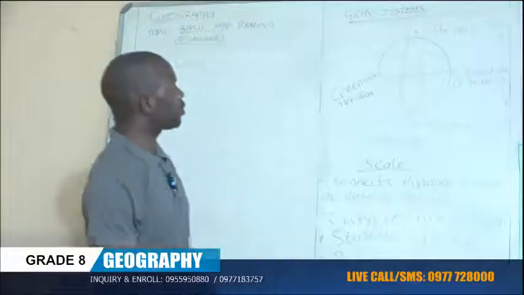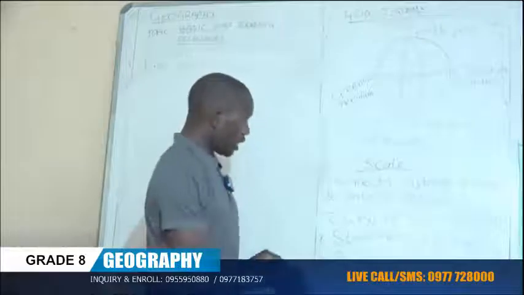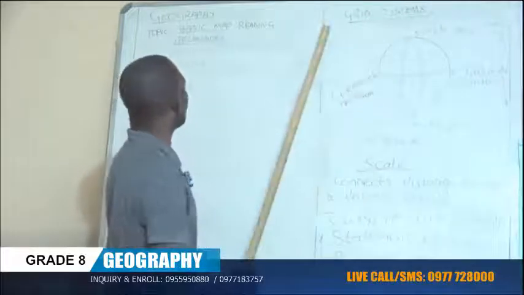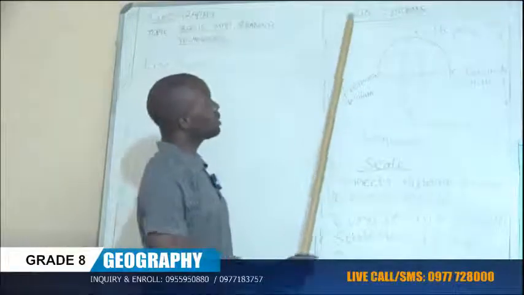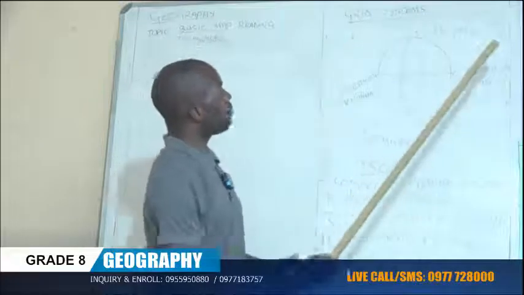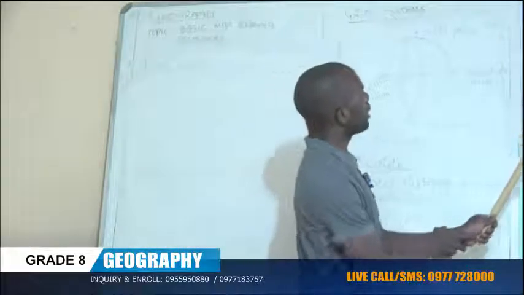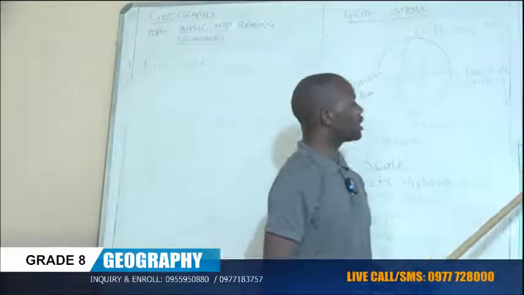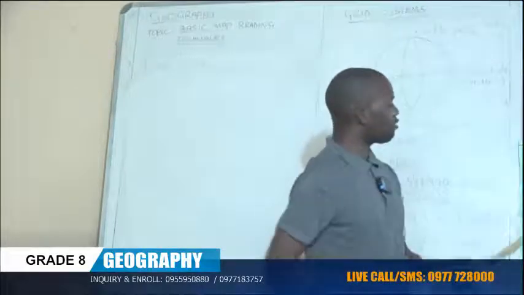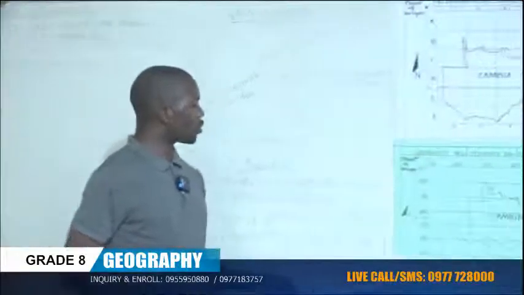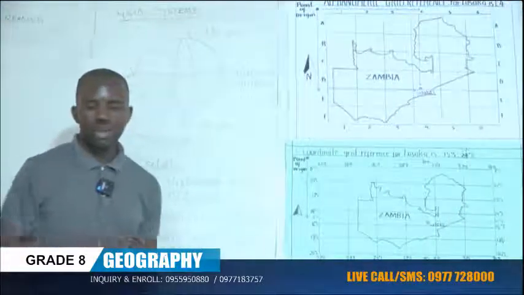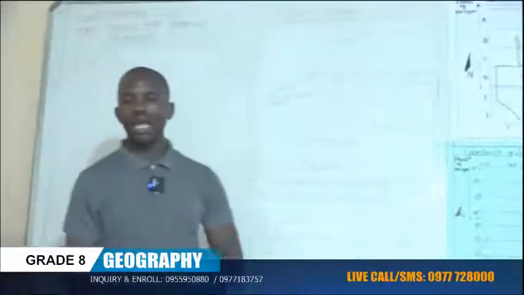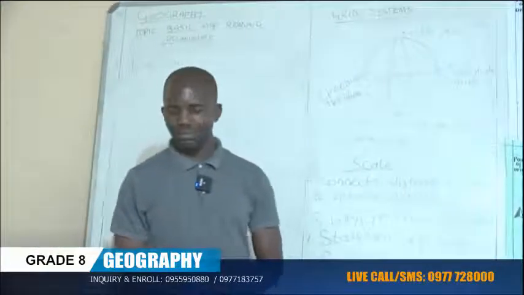We have learned about a few things here. We have learned about the grid systems. We have also learned about alphanumeric grid reference. We have also learned about coordinate grid reference. We have also learned about the scale. Okay? So now, I want us to share the knowledge.